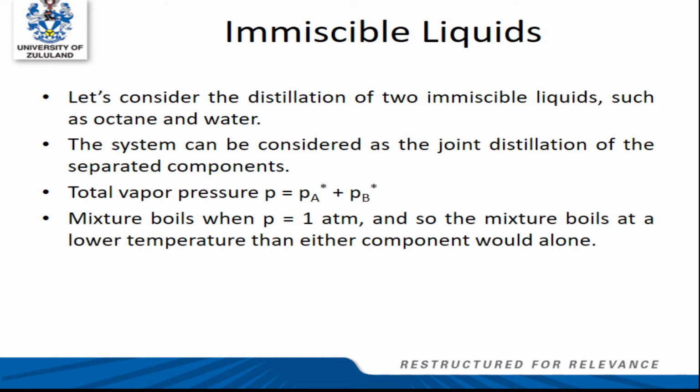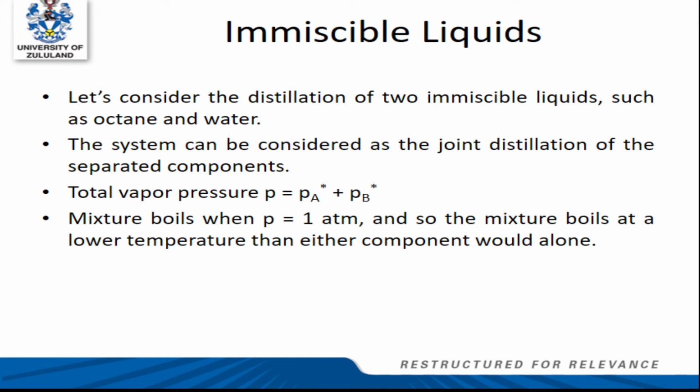Remember that I said that we can have two types of liquids. One is where we have miscible liquids. For miscible liquids, I said that typical examples are the azeotropes. And for the azeotropes, we can have two types, where we have the maximum and where we have the minimum.